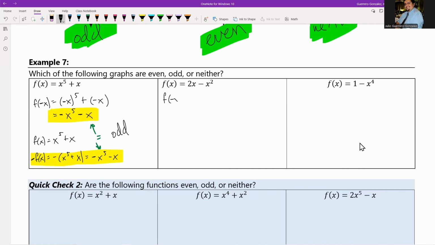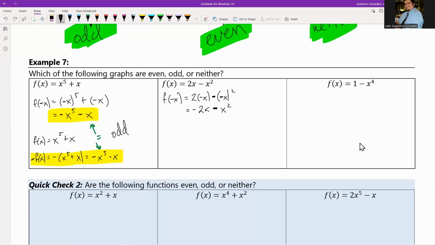So always, for the second one, for all of these, always start with plugging in negative x. 2 times negative x minus negative x squared. 2 times negative x, that's going to be negative 2x, and it's going to be minus negative x squared. That's going to be negative x times negative x, so this is still going to be a positive x squared. Just keep in mind, distribute your negatives appropriately. This negative that's still here is this negative right here. Just keep that in mind when you're actually doing out the multiplication.